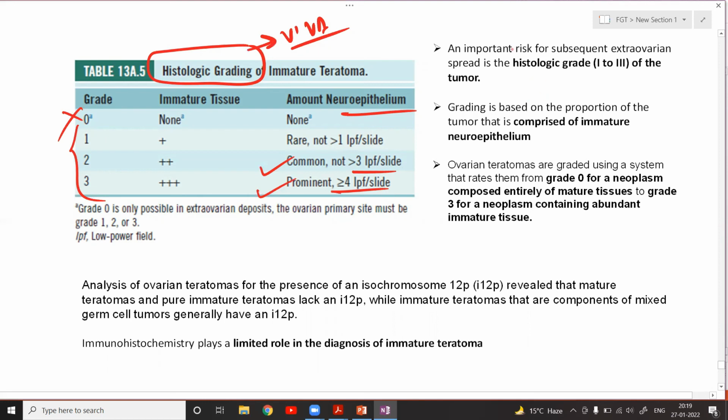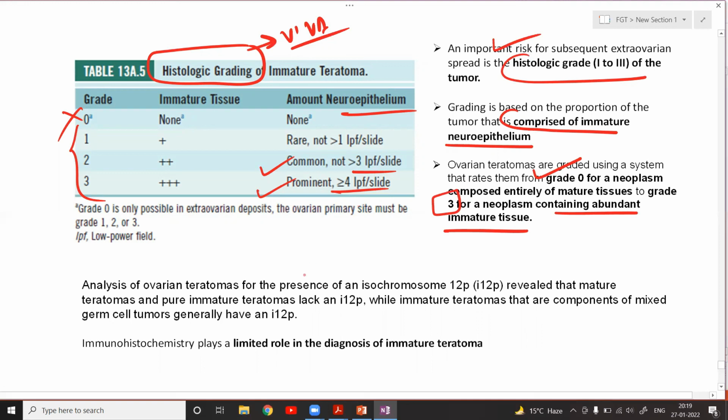That is it. So an important risk for the subsequent spread is the histological grading. So histological grading in case of immature teratoma is a must. Okay, grade 1 to 3. So the grading is basically based on the amount of immature neuroepithelium. So grade 0 is for a neoplasm entirely composed of mature tissues. And grade 3 is for a neoplasm containing an abundant amount of immature tissue. And I have already given the grading over here. Okay. So this is very, very important.